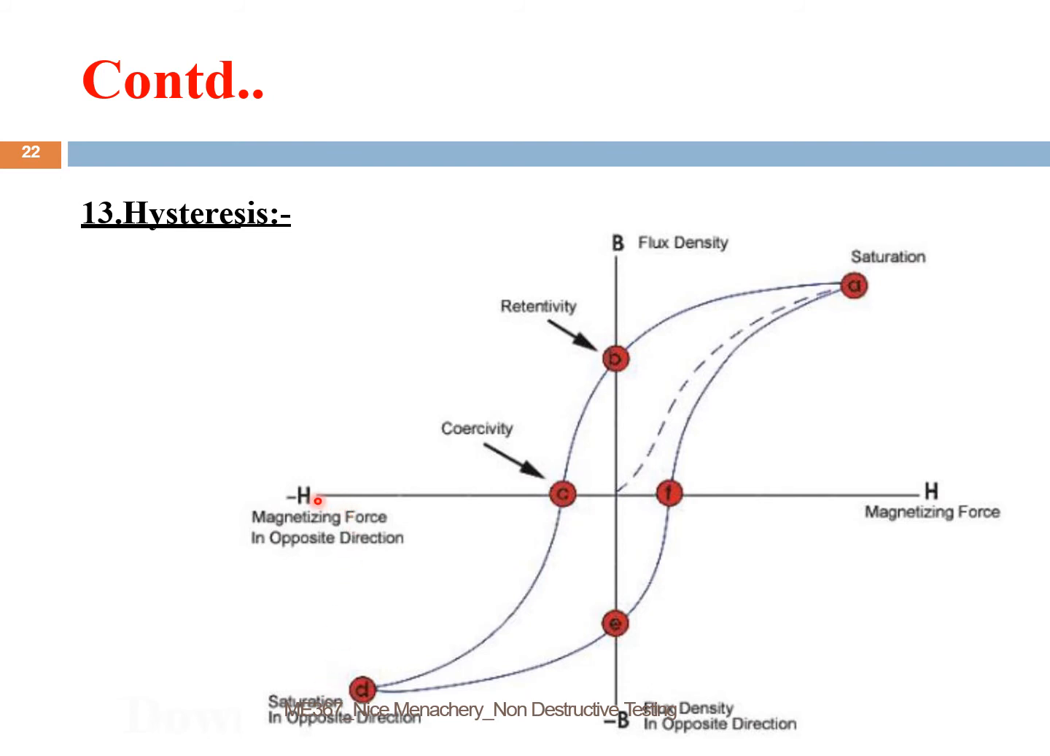Now again, at this point, you are again removing the magnetizing field. That is, H will move from the negative point to the zero value. So once you remove the magnetizing field in the opposite direction, the flux density will also decrease and it will reach point E. This point E is actually the retentivity or residual magnetism in the opposite direction. So here retentivity represents positive flux density. Here E represents the negative flux density.